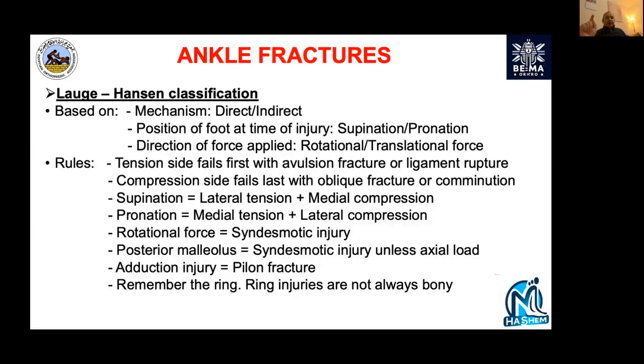So again, the tension side fails first, and it fails in tension, so it is either avulsion of the bone or rupture of the ligament. The compression side fails last, and it fails in compression. That's why it is either an oblique fracture or a comminution. Remember that supination equals tension on the lateral side and compression on the medial side, and pronation equals the reverse, which means tension on the medial side and compression on the lateral side.